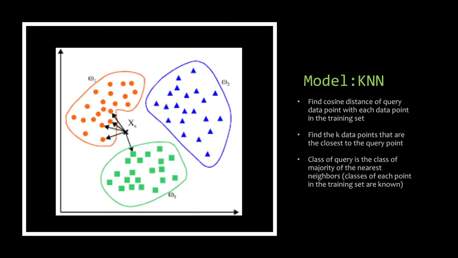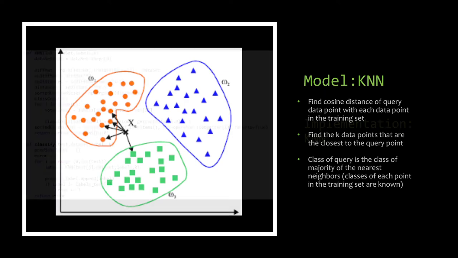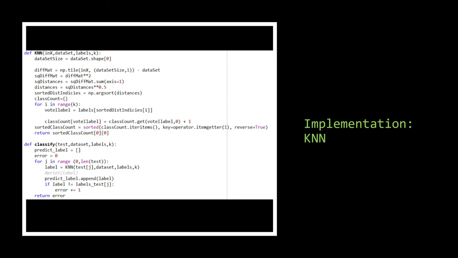The second algorithm we use is called KNN, K nearest neighbors, which is a supervised machine learning algorithm. First, we need to find the distance between the new data point and the original data points. And then find the k data points that are closest to the new data point. The class of the new data point is the class of the majority of the nearest neighbors. To implement this, we first write KNN for a single data point and write a function called classify, which applies the KNN to the whole test data.